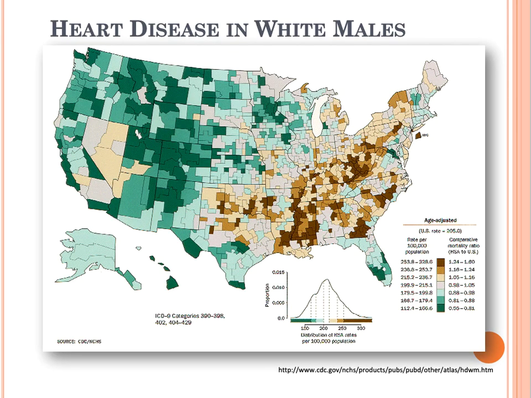Here, this is heart disease in white males. We are seeing two different color schemes, and based on this color scheme we can see that there is a higher percentage of white males having heart disease in the eastern part of the United States compared to the western part.